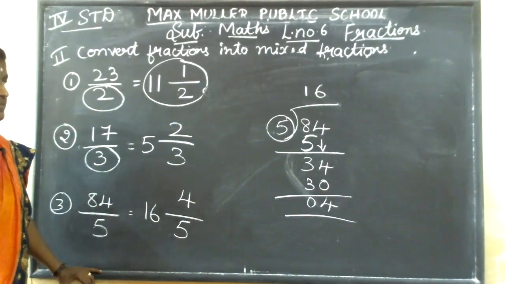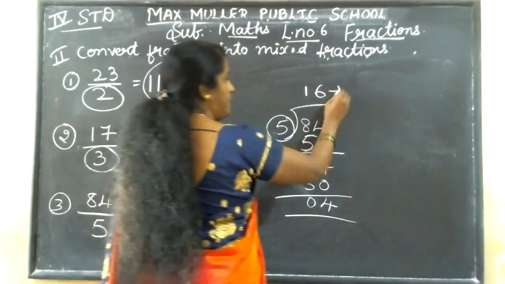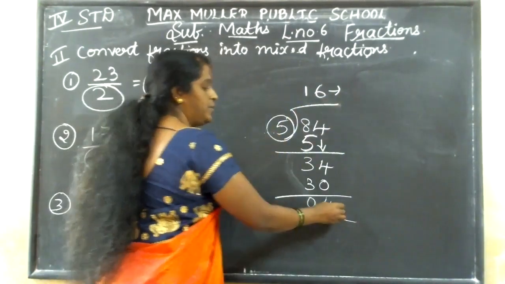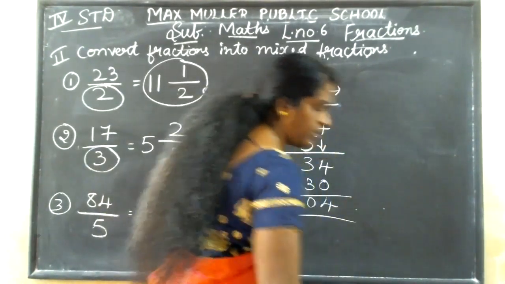Let's copy down. You should mention here whole number, denominator, numerator. Write in full, small, small. Okay.